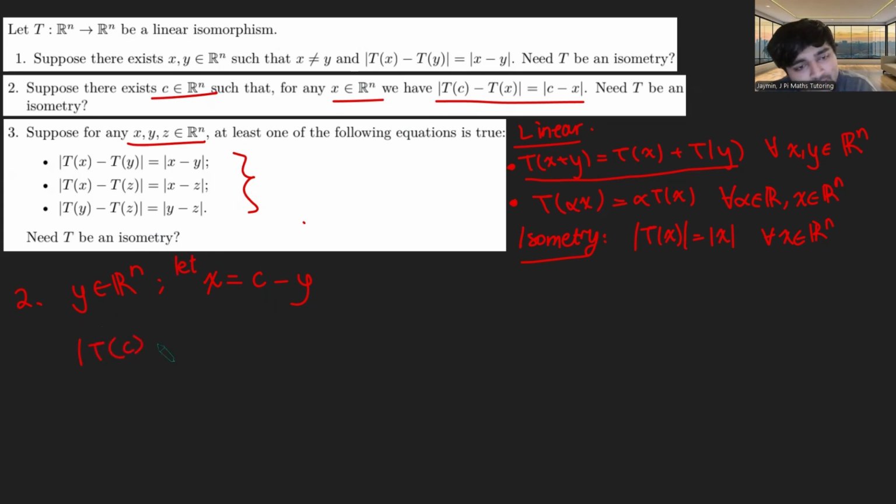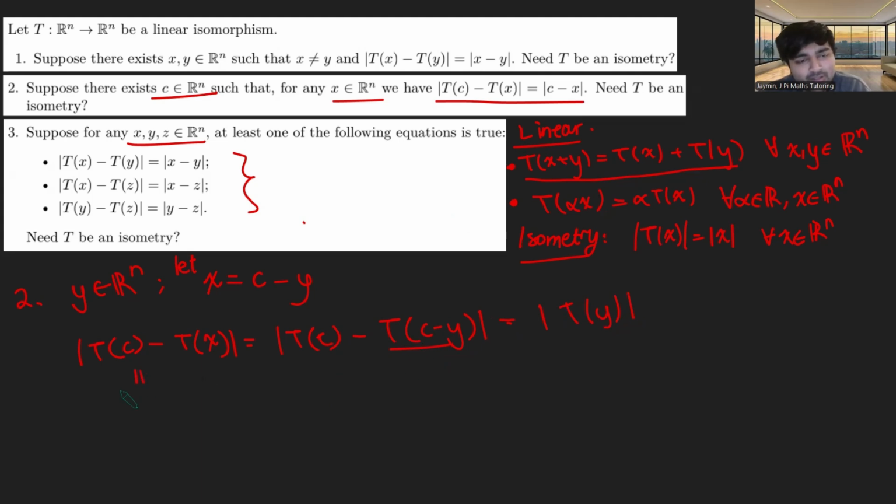So if we look at the modulus of T of c minus T of x, if we just plug in what we've let x to be, this is going to be T of c minus T of c minus y. And now here's where we're going to use the linearity properties to split this up as T of c minus T of y. And then this is just going to boil down to the magnitude of T of y. The T of c's will cancel, and you'll get just T of y there.